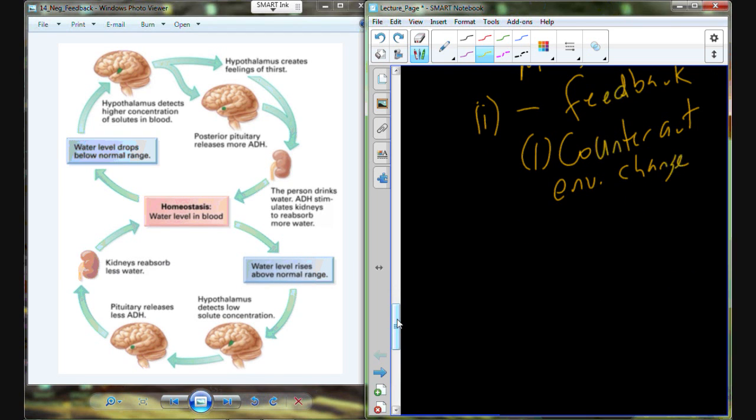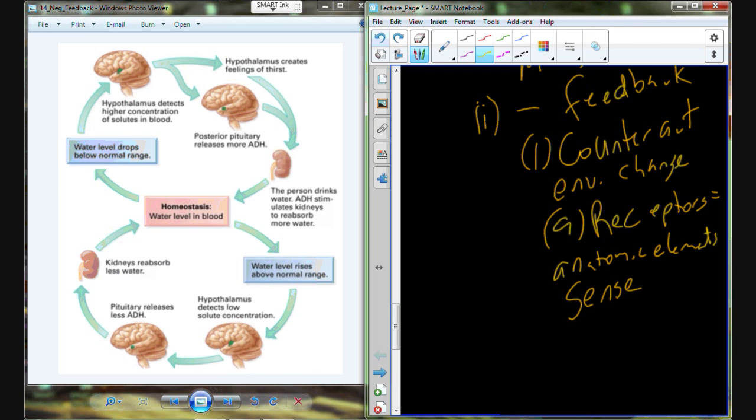And the way that this happens, not specifically for this example per se, but the general model of feedback loops, is we're going to need a receptor to respond or to actually pick up the change, to identify and view the change. So we are going to have receptors, and receptors are anatomic elements, and they are going to be solely responsible to sense some sort of change in the homeostatic variables.